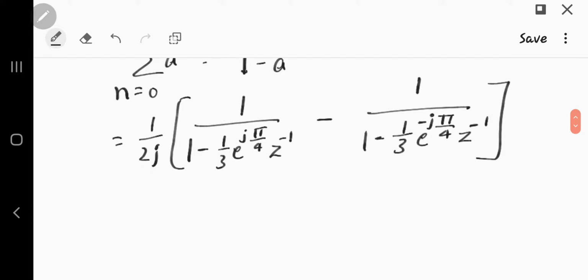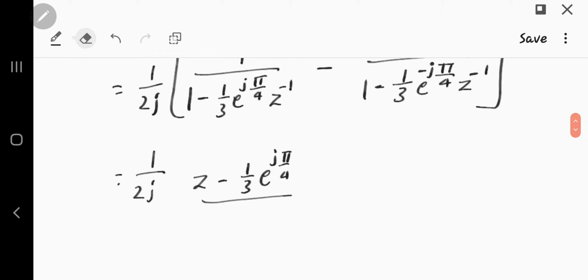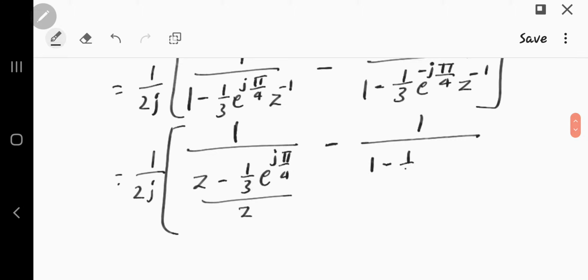Now if we go further and take the LCM, we get z divided by (z minus 1 by 3 e to the power of j pi by 4) in the first term, and minus z divided by (z minus 1 by 3 e power minus j pi by 4) in the second.